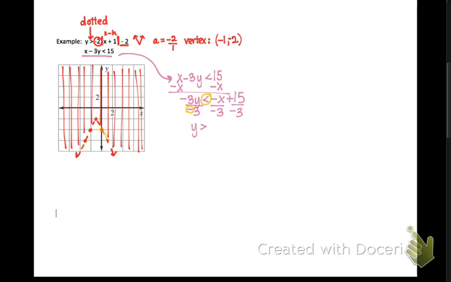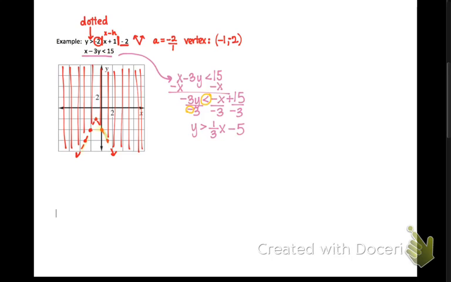Now I have negative x over negative 3. And because a negative divided by a negative is a positive, this gives us a positive 1/3 x. Don't leave it as negative 1 over negative 3. That's just bad grammar, basically. And then positive 15 divided by negative 3 is negative 5.